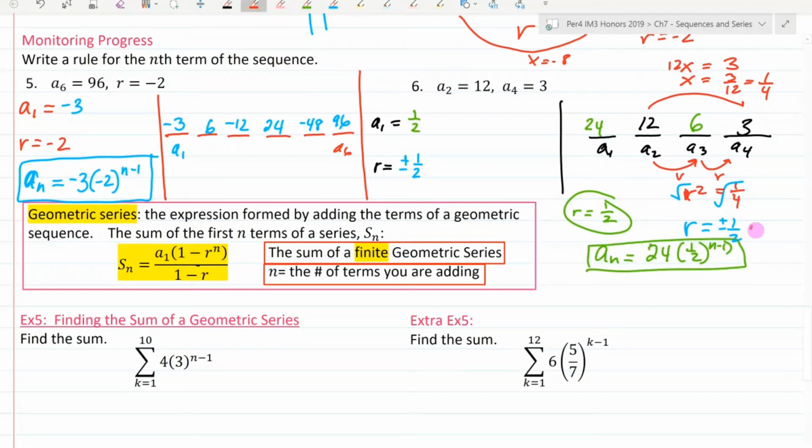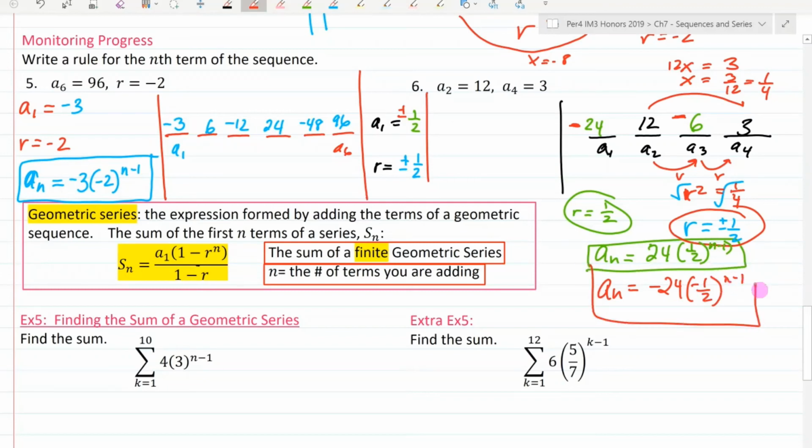Now, let's make r negative 1/2. So if r was negative 1/2, then this would be a negative 6, and that would be a negative 24. So this would be plus or minus on the 1. So if I chose the negative 1/2 for the r, then we have negative 24 is equal to negative 1/2 to the n minus 1.